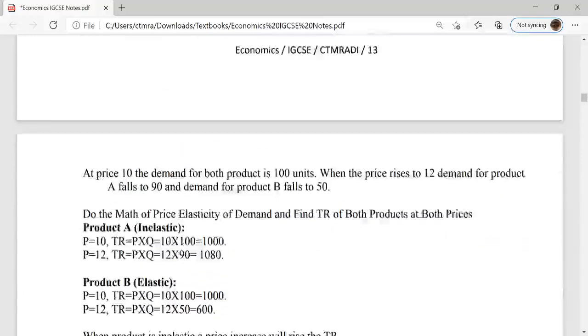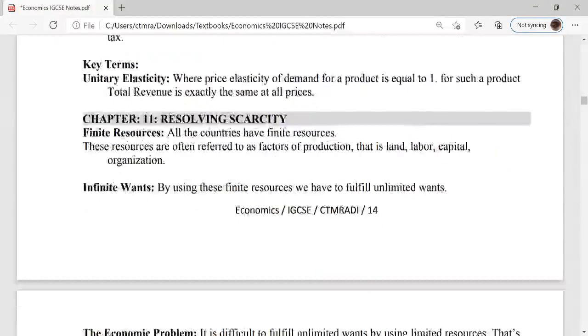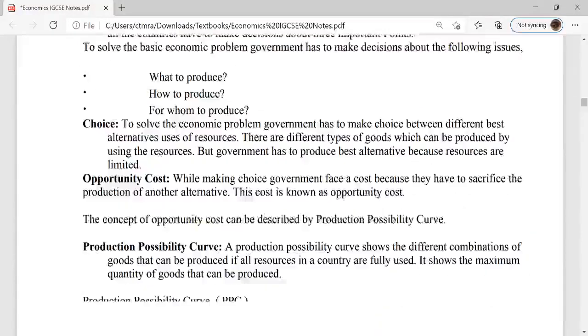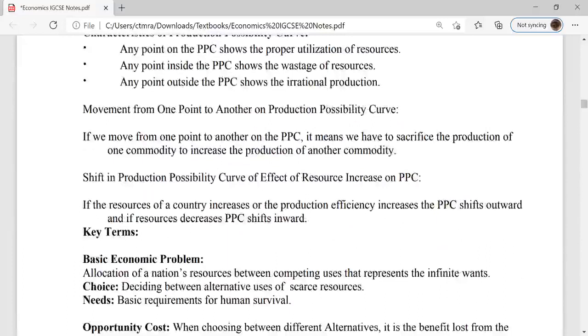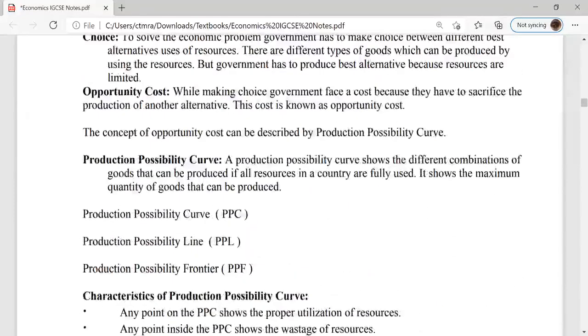Okay, we've finished elasticity. Then we did the production possibility curve. Let's discuss a bit about the production possibility curve. It shows the different combinations of goods that can be produced if all resources in a country are fully used.